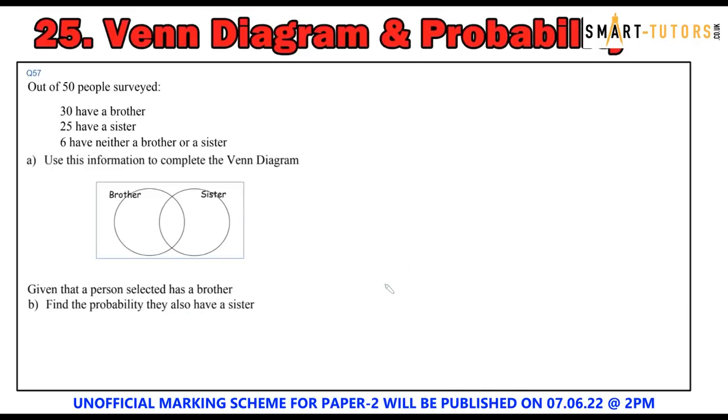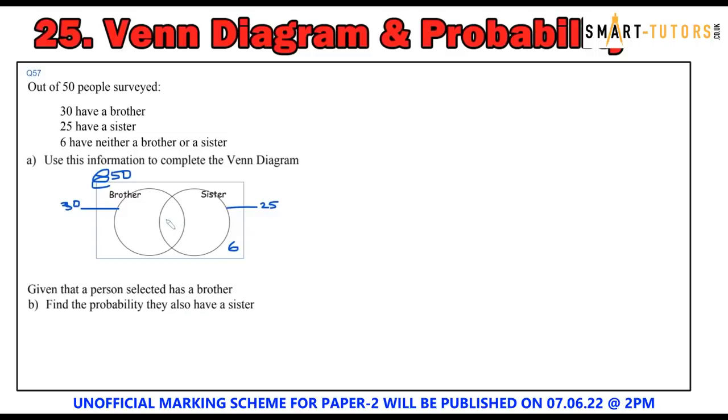Topic 25 continues. Out of 50 people surveyed, 30 have a brother, 25 have a sister, 6 have neither a brother or a sister. Use this information to complete the Venn diagram. So you need to prepare this Venn diagram now. Altogether the universal set is 50. Now the brother circle is 30, and the sister circle has 25, and 6 have neither, so 6 is outside.